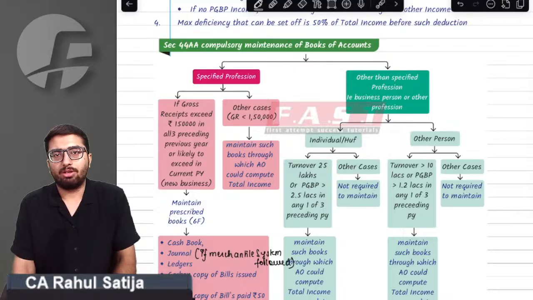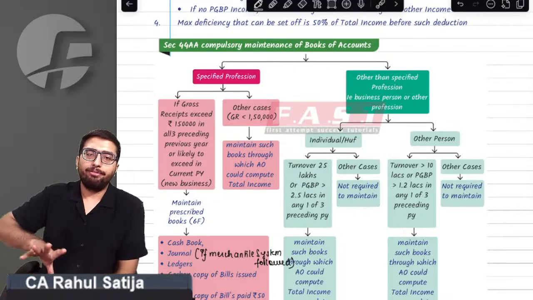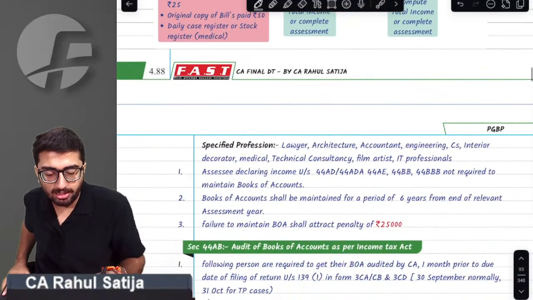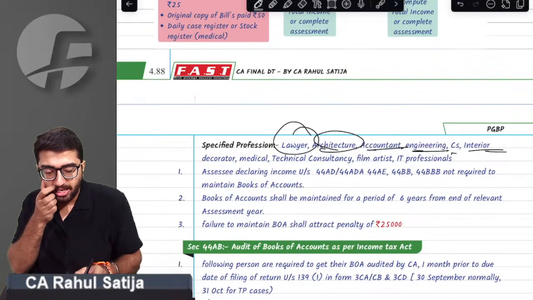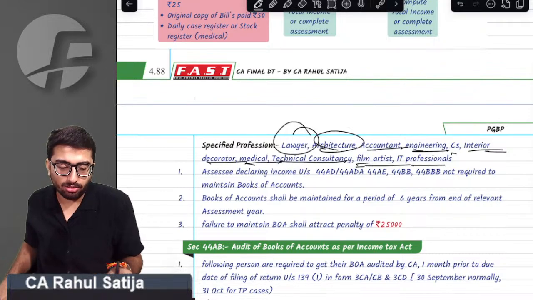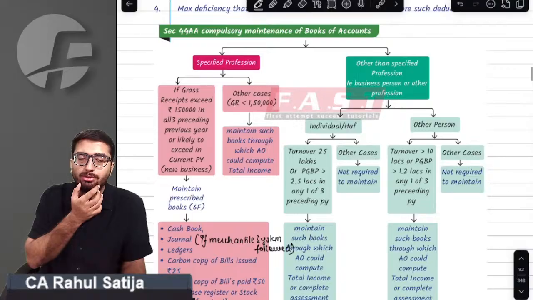Compulsory maintenance of books of accounts, what does it say? See, if you are into specified professions, and who is a specified professional? A specified professional is a lawyer, architect, chartered accountant, engineer, company secretary, interior decorator, medical consultant, technical consultant, film artist, or IT professional. These are considered specified professions.